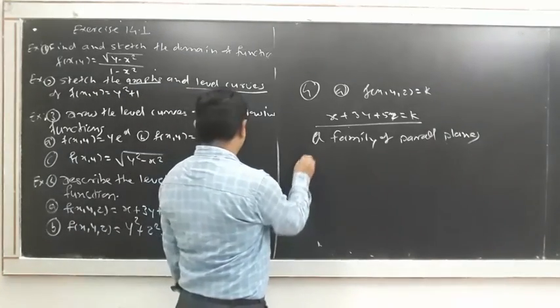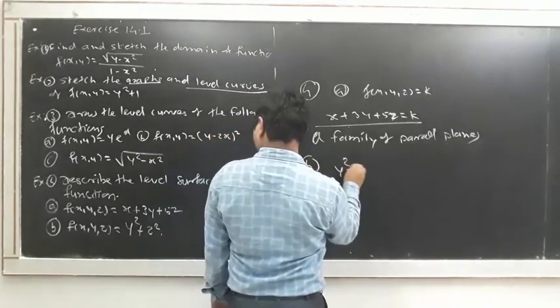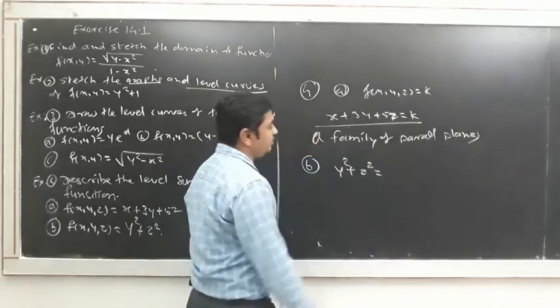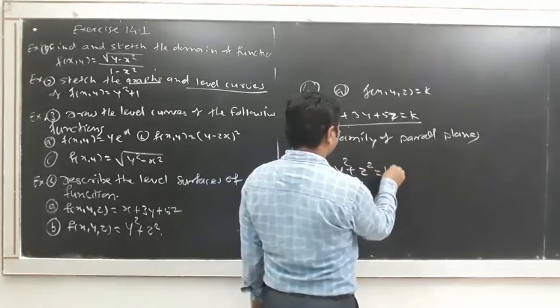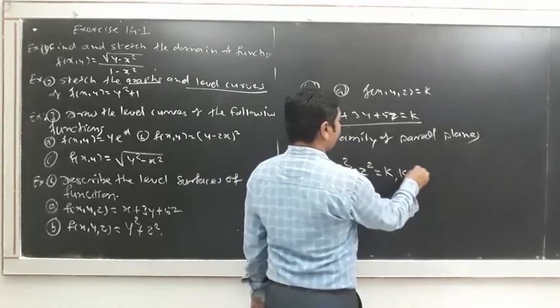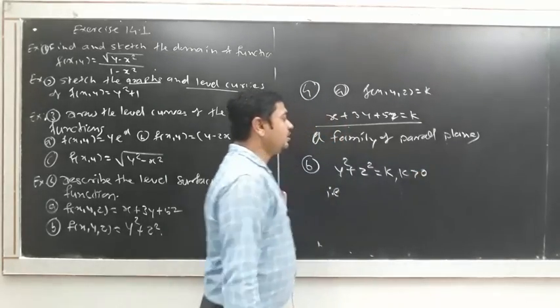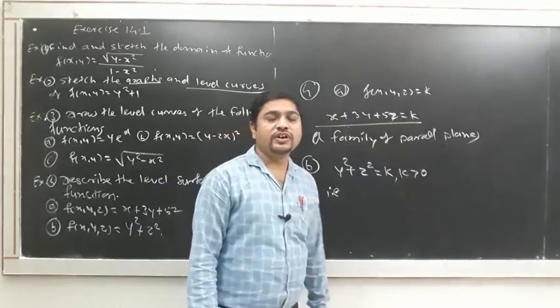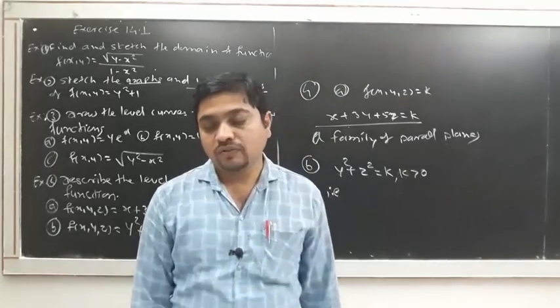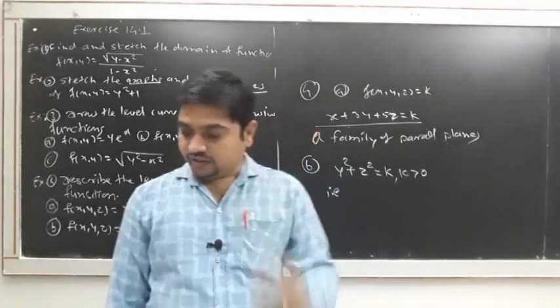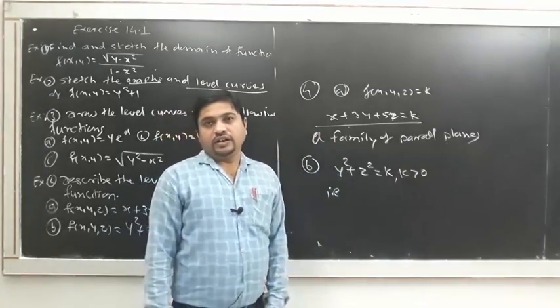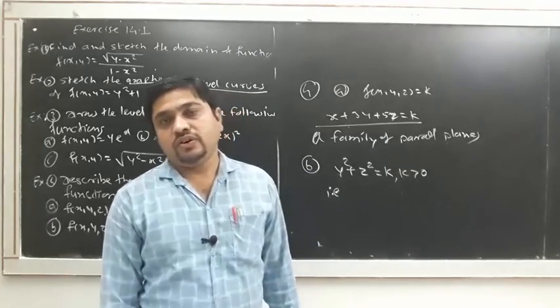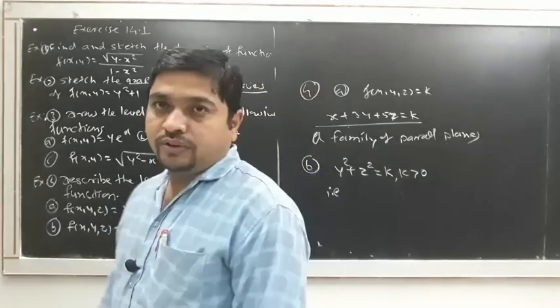Second, so what should this be? y squared plus z squared is equal to k, where k must be greater than 0. This represents a family of circular cylinders with the x-axis as axis. So solve all these problems. Thank you very much.